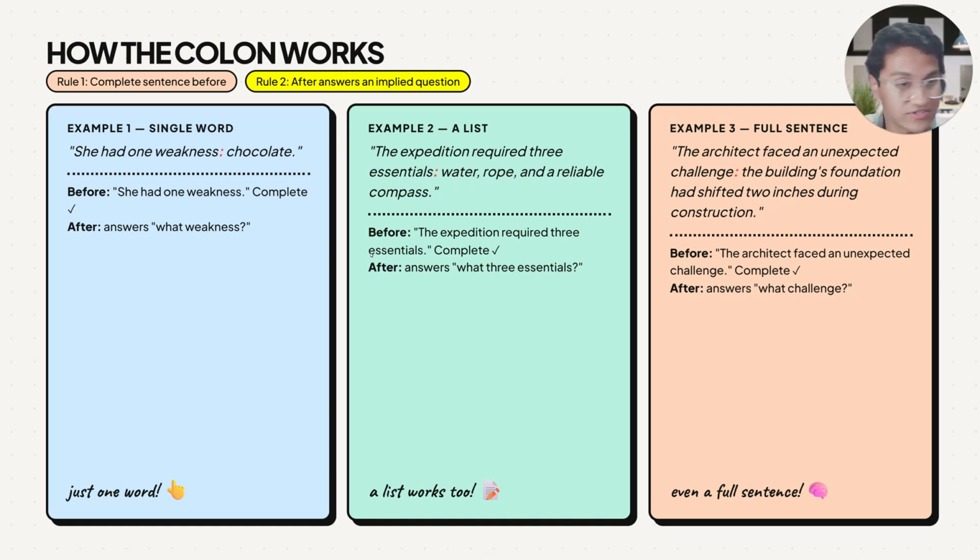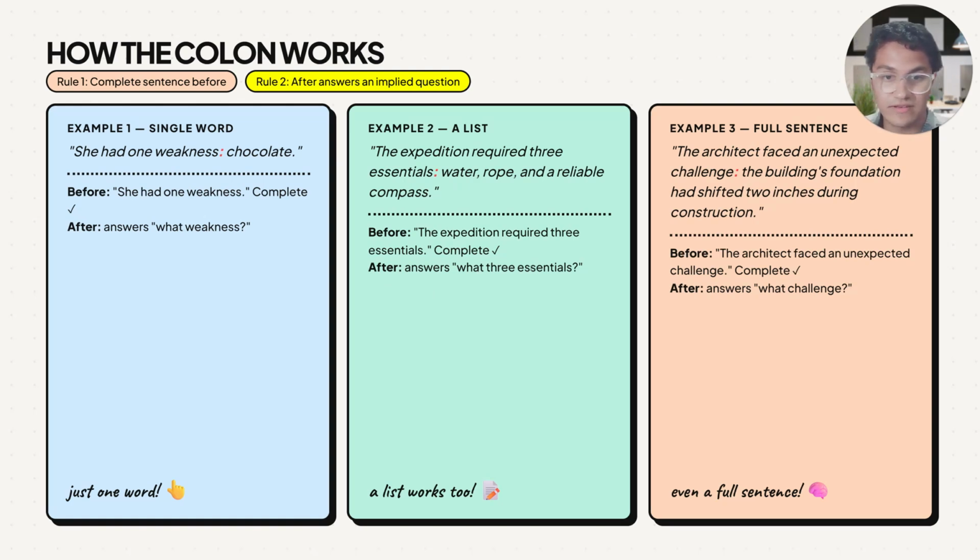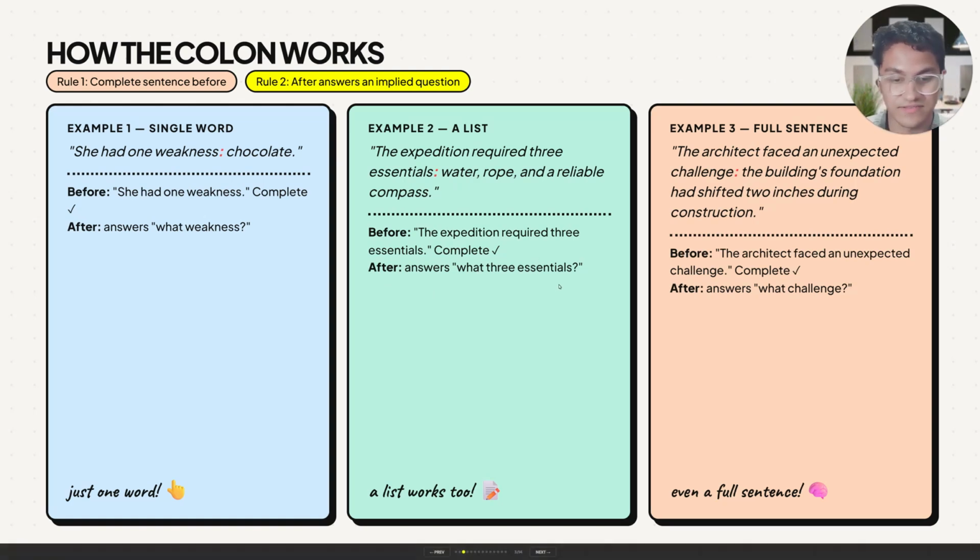First half, first example, she had one weakness. What was the weakness? Chocolate. List, what were the 3? Water, rope, and reliable compass. Example 3, what was the challenge? The building shifted 2 inches. And in all 3 cases, you either had a word, a list, a full sentence, or an incomplete sentence.